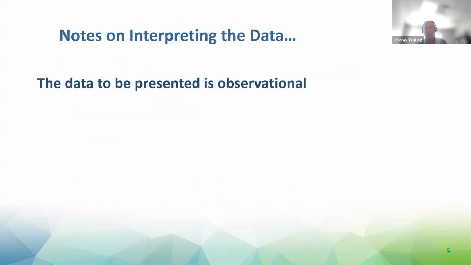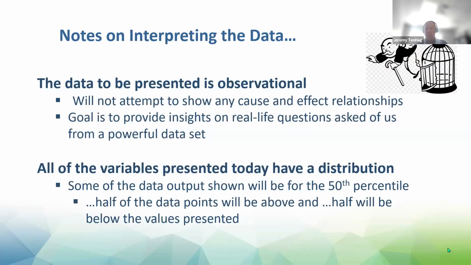So just as a review and a reminder, for those of you that have been attending these in the past, remember that the data that I'm going to share today is totally observational. The variables that I'll present today, for the most part, not always, but for the most part, are the 50th percentile. So what that means is we rank a variable from highest to lowest, and we present the middle number. It's kind of like the average, but not really, but that's what 50th percentile means. So half the data points are going to be above the number I share with you, and half will be below the number I share with you.